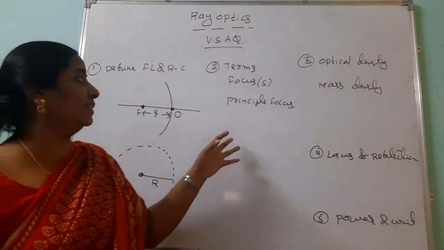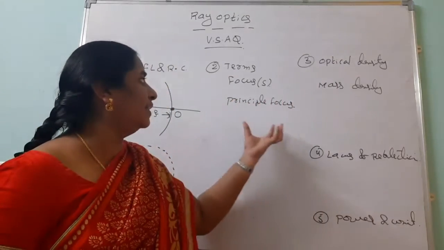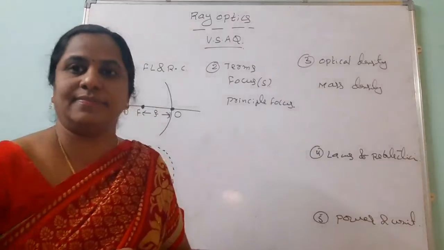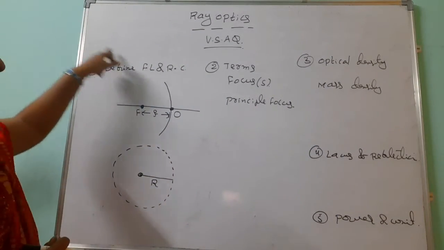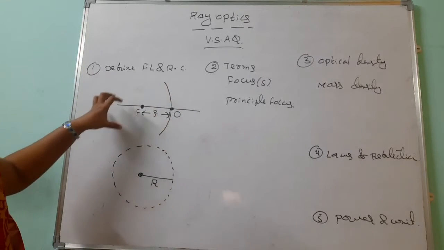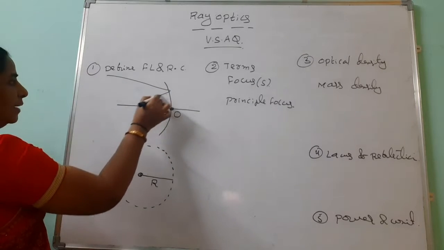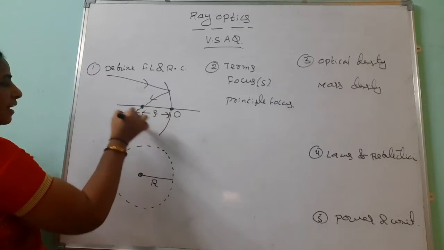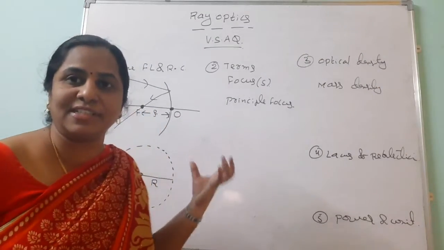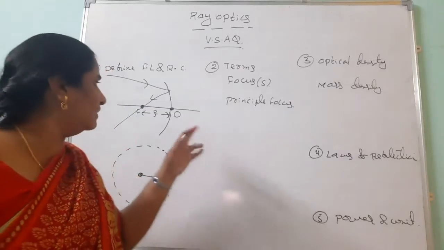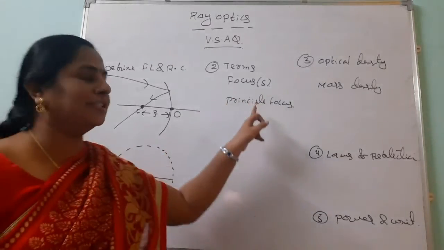Then our second question is, what do you understand by focus and what do you understand by principal focus? Suppose we place one object at infinite distance, where all rays are focused at a point after reflection. Suppose some rays are coming and passing like this, after reflection all rays are focused at a single point. That point is called the principal focus. We know that the focal length is the distance between the optic center and the principal focus.